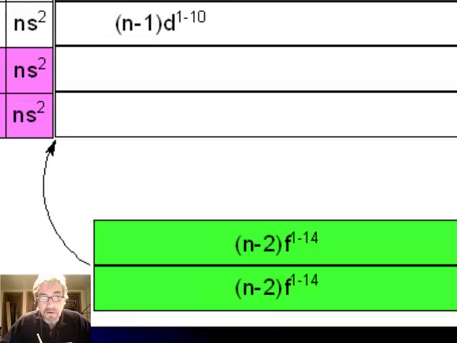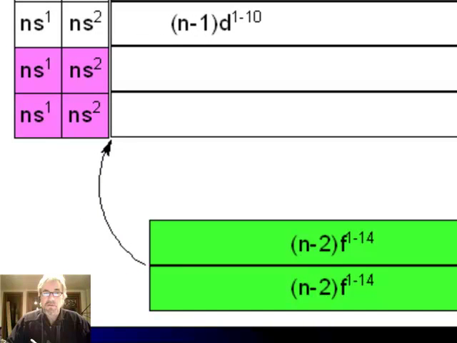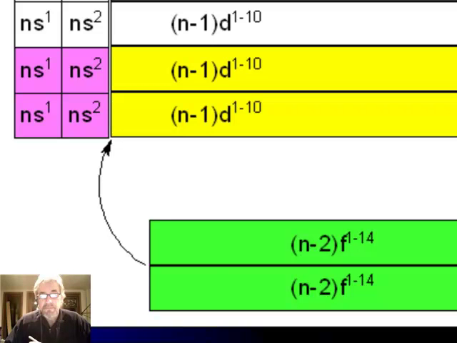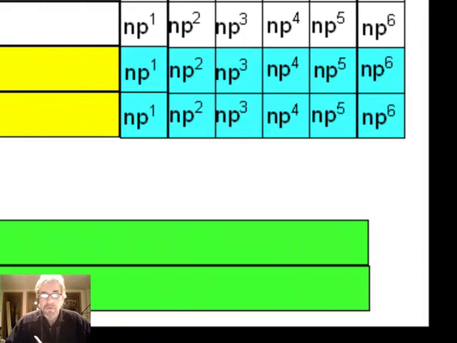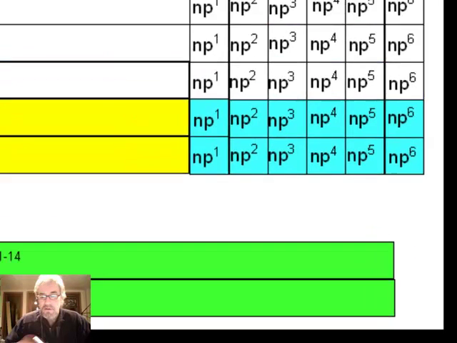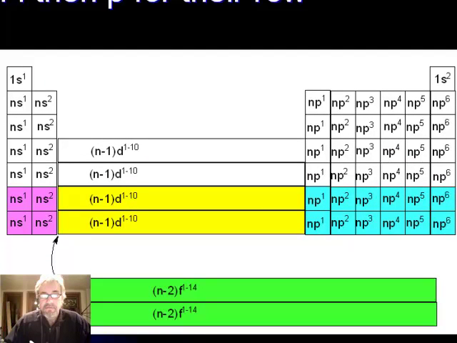So if I'm in row 6, the F's from that row are actually 4 F's. And then the D's are 1 less, so that would be 5 D's. And then I'm back up to the row number when I get to my P's, and I'd have 6 P's. So row 7 would be 7S, 5F, 6D, 7P.